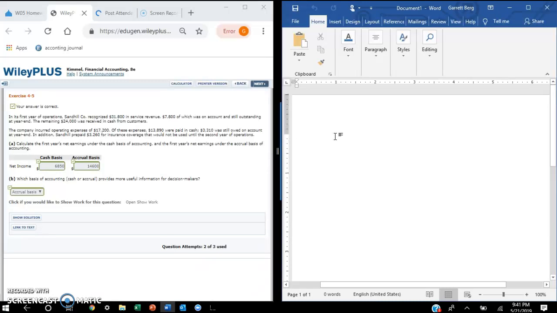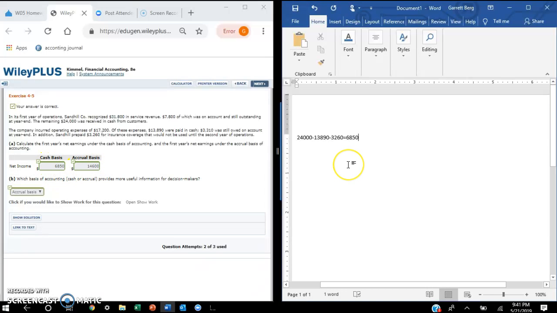So we're going to start off with the cash basis. We'll start off with the service revenue, which is 24,000. And then we subtract the operating expenses, which is 13,890. And then again, we subtract the insurance expense, which is 3,260. So that comes out to be 6,850. You plug that in under the net income, that's how much we have made.